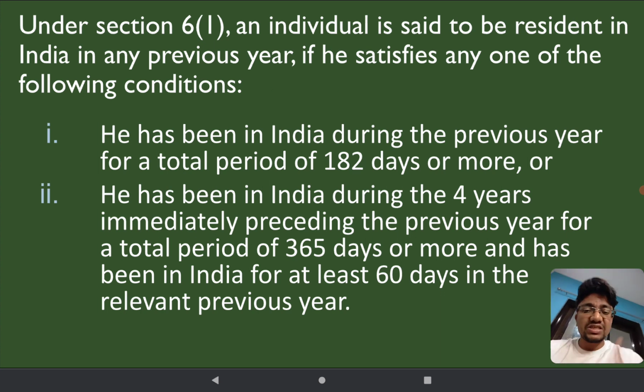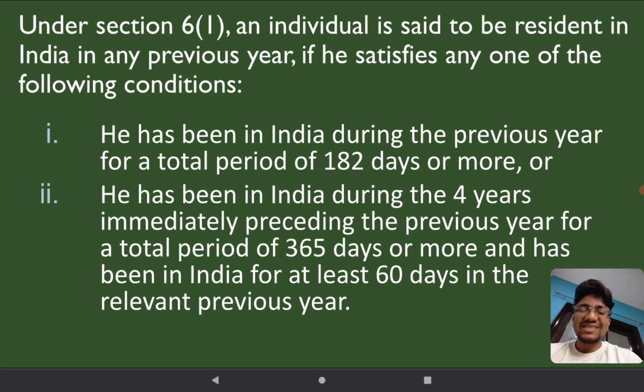If just 60 days, then you have to check the previous 4 years as well, that they should have stayed in India for 365 days in total. Otherwise it is not going to make any sense; otherwise the only rule of 182 days will apply. So if not 182 days, then 60 days and 365 days in 4 years, or just 182 days, right?